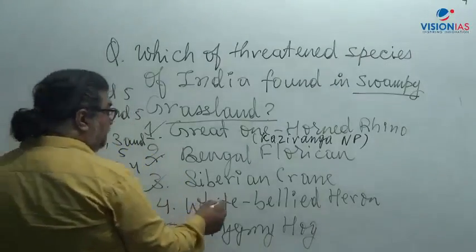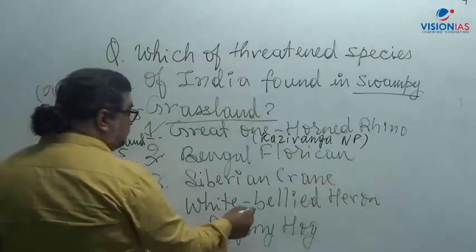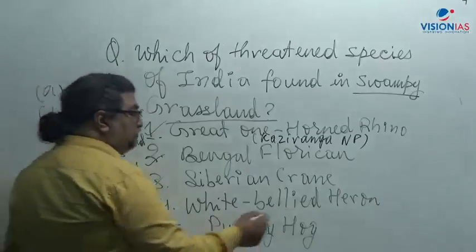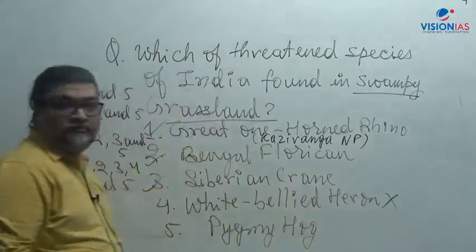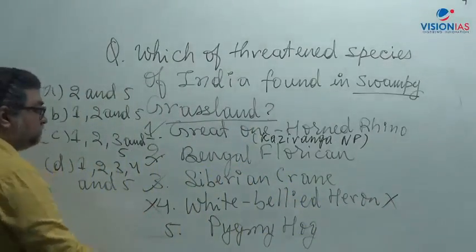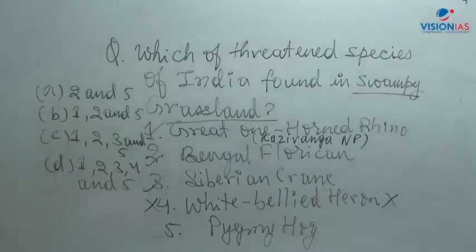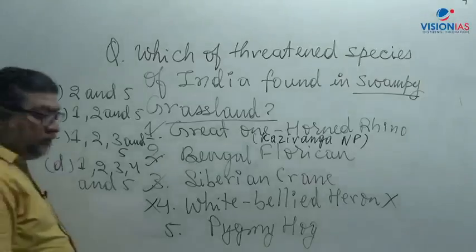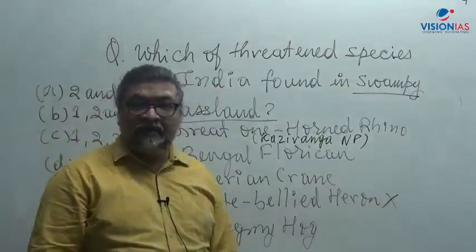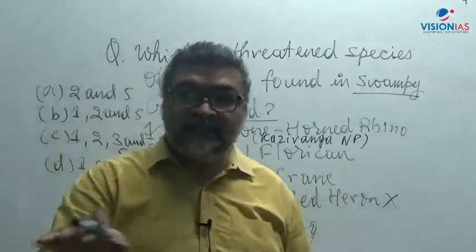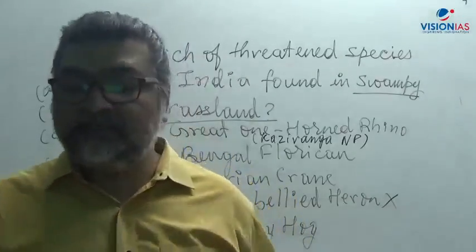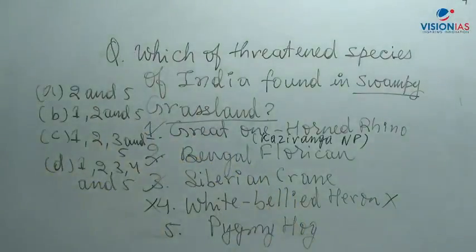Then again white-bellied heron. Is it found in the swampy grassland? This is not there. White-bellied heron is not there, right? White-bellied heron you will not find here. Now Bengal florican again, right? Bengal florican again you will find in Kaziranga and all this. Let's see here. I'll just show you here.